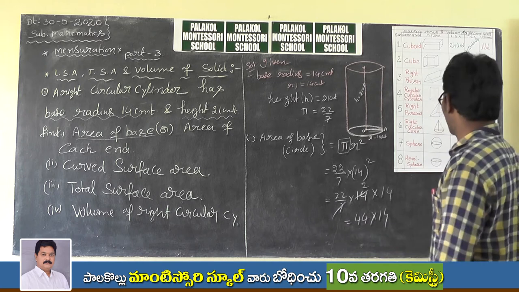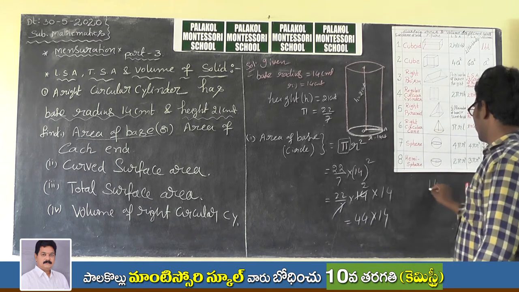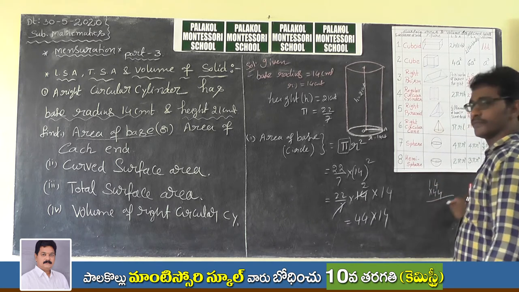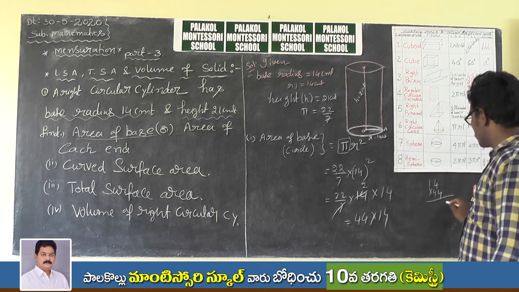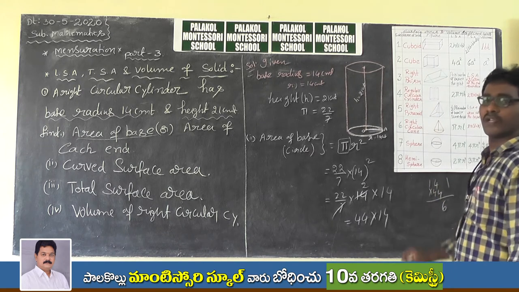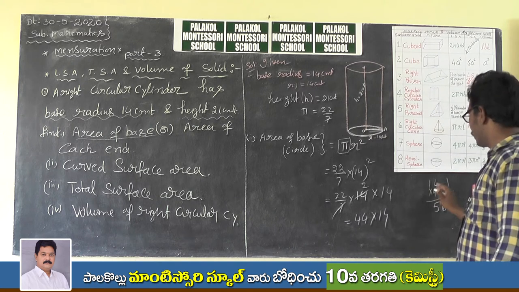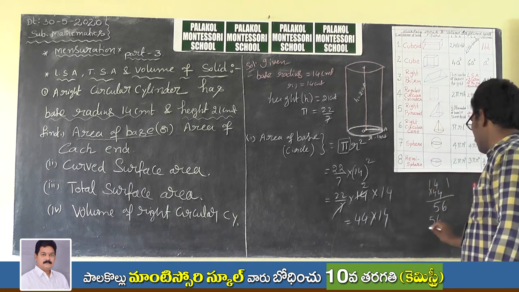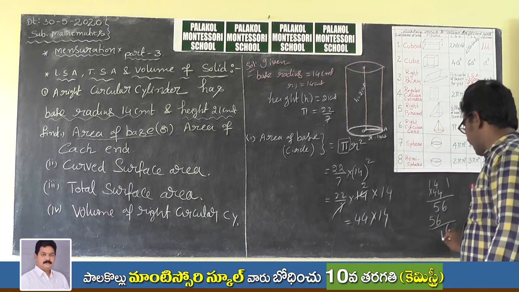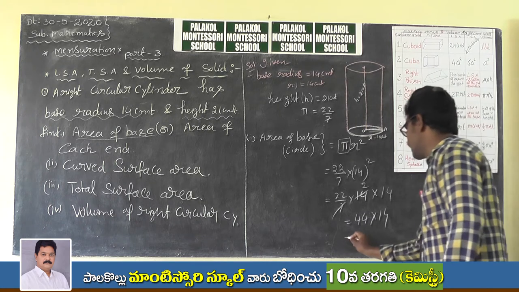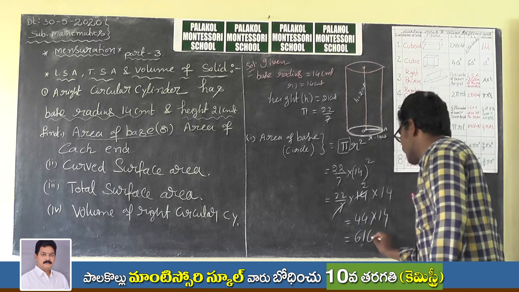These two are the multiplication: 14 into 44. 4 fours are 16, 6, carry 1. 4 ones are 4, plus 1 is 5. So again, 4 fours are 16, 4 ones are 4 plus... 56. So it is 616.